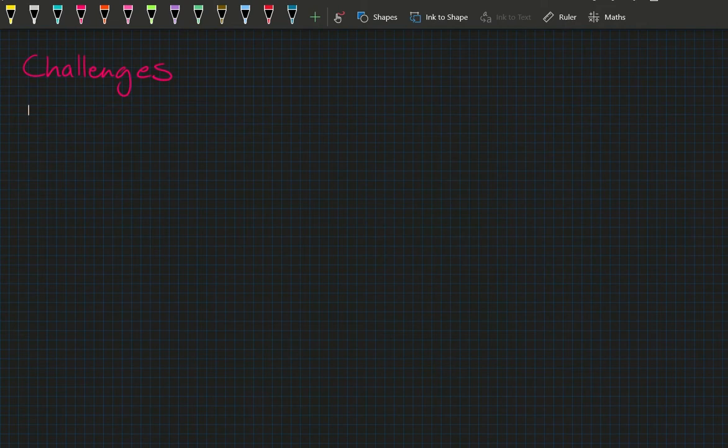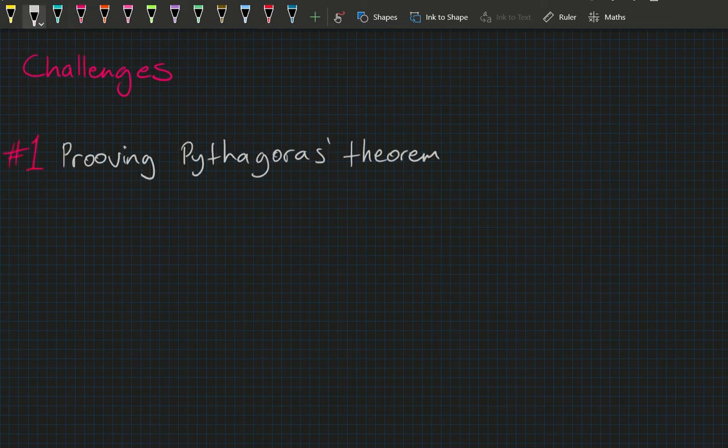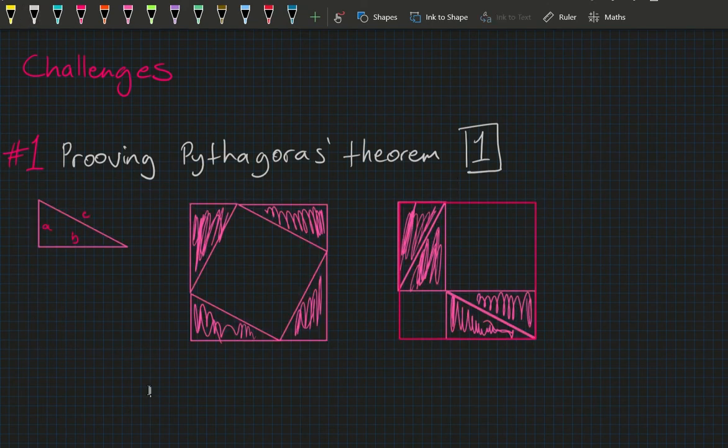Okay, so let's get straight into the first challenge, which is proving Pythagoras number 1. So let's start off by pasting in the arrangement of triangles that I did before. And just for ease of reading, let me change this A, B and C into white. And recall that both the diagrams on the left and right are just different arrangements of the same 4 triangles. Each one of those triangles is the same as a triangle on the left there.